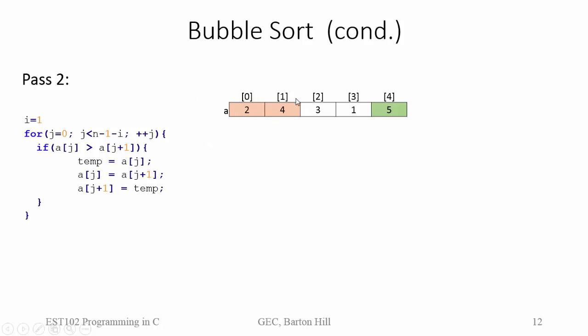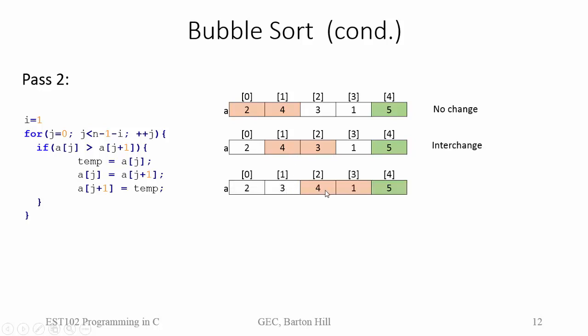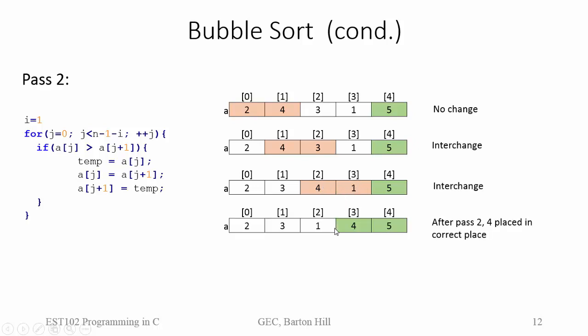Here a of 0 and a of 1 are compared. This is in correct order, so no change. Then a of 1 and a of 2 are compared. It is not in correct order, so they will be swapped. You will get 3 and 4 interchanged, that is the elements at positions a of 1 and a of 2. Then a of 2 and a of 3 are compared. Here also a of 2 is greater than a of 3, so they will be interchanged. So it will become 1 and 4. After reaching here, we can say that after pass 2, 4 is placed in the correct place.